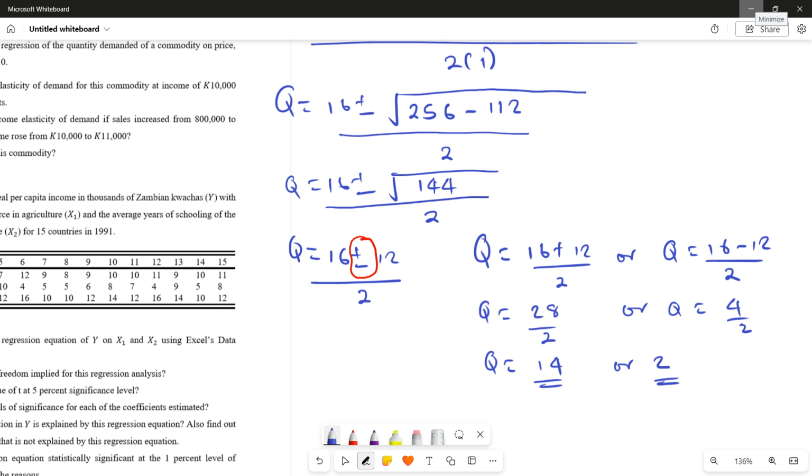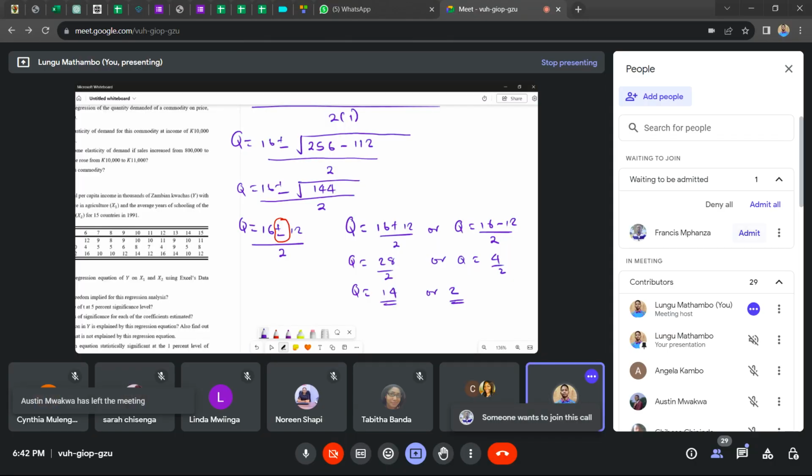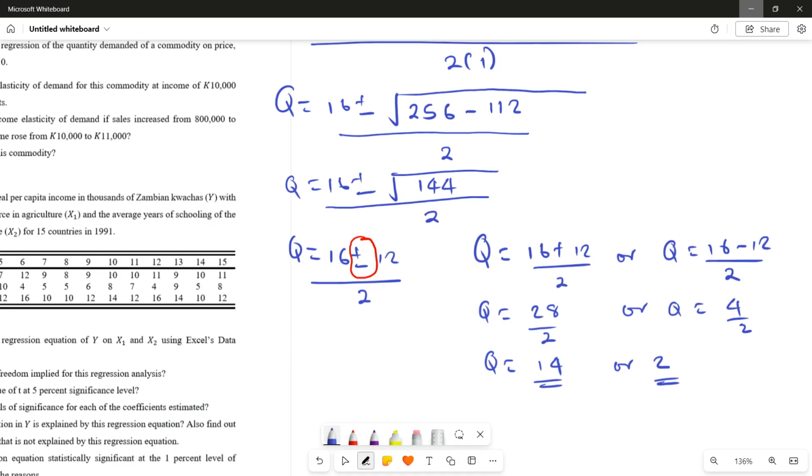So our correct answer is 14, meaning that the profit maximizing output is 14 units. Okay, so that is the profit maximizing output, 14 units. We have the 14 units there.